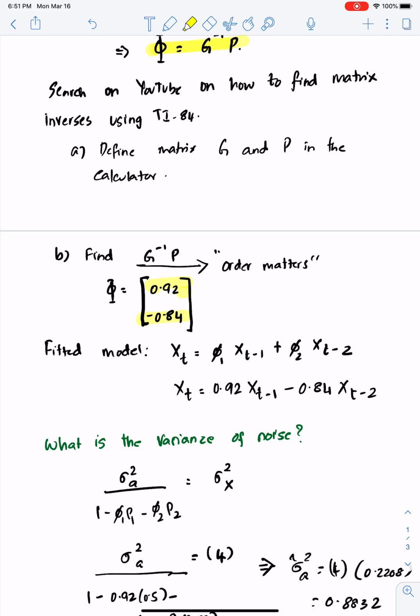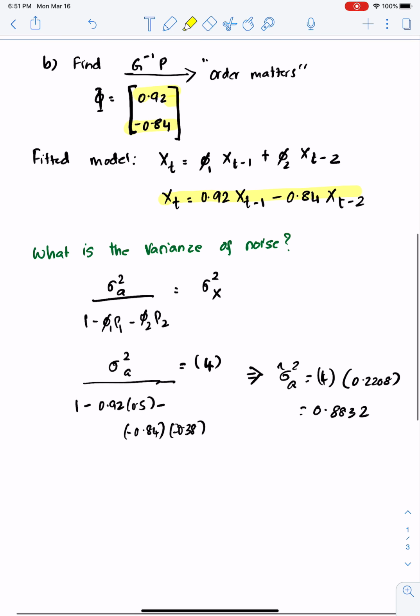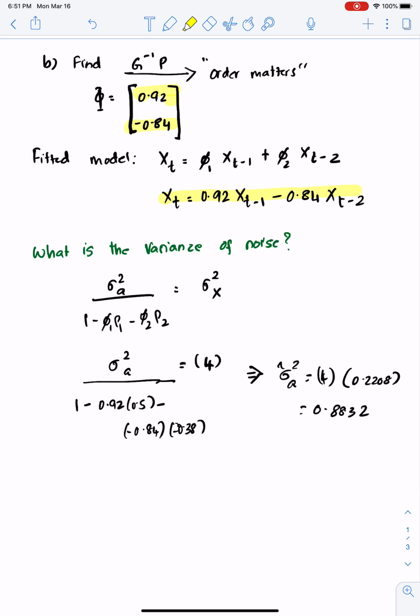So the first value would be the value of phi1, the second would be the value of phi2, and the fitted model is xt equal to 0.92 xt minus 1 minus 0.84 xt minus 2. For the variance of noise, we simply used the formula that we derived in class, with sigma squared x given in the problem as 4, and plugged in the estimated values of phi1 and phi2. We find the variance of the noise to be 0.8832, and that is a good place to stop.